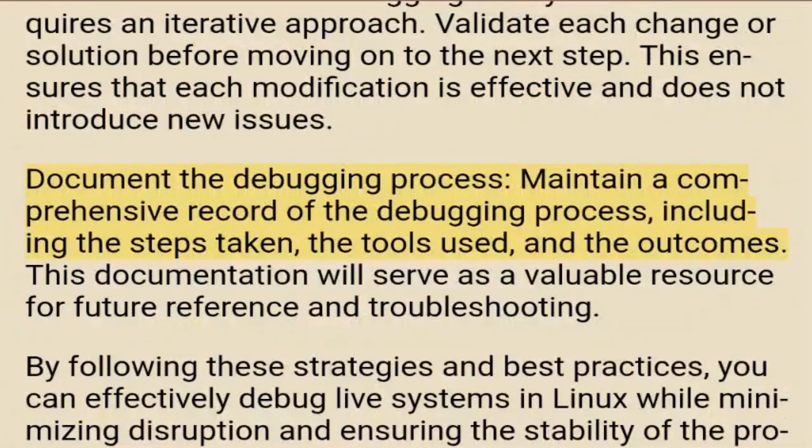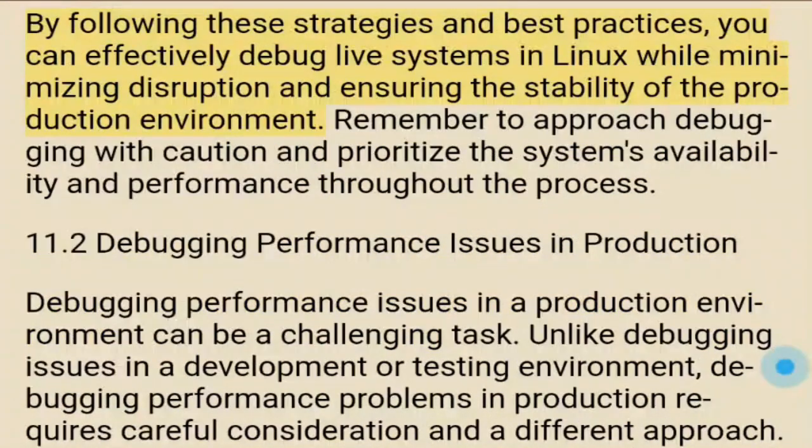Document the debugging process. Maintain a comprehensive record of the debugging process, including the steps taken, the tools used, and the outcomes. This documentation will serve as a valuable resource for future reference and troubleshooting. By following these strategies and best practices, you can effectively debug live systems in Linux while minimizing disruption and ensuring the stability of the production environment. Remember to approach debugging with caution and prioritize the system's availability and performance throughout the process.